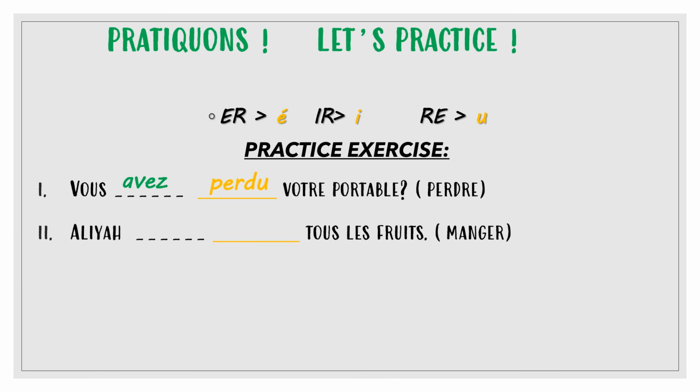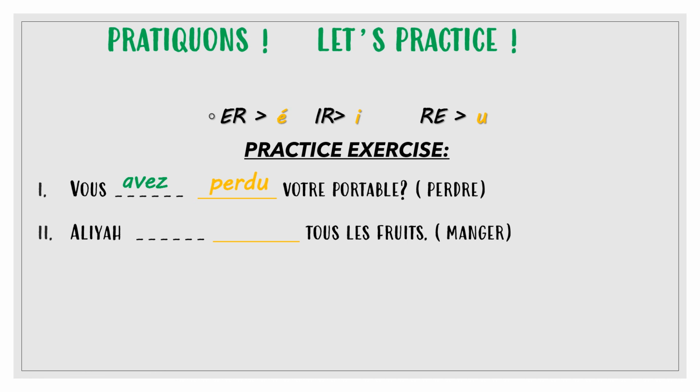Alia blank blank tous les fruits. Alright, so the verb that is given here is manger. It is an ER verb, a regular ER verb at that, and we know that we drop the ER and add an E accent aigu to get the past participle. So we have the past participle of manger down pat.